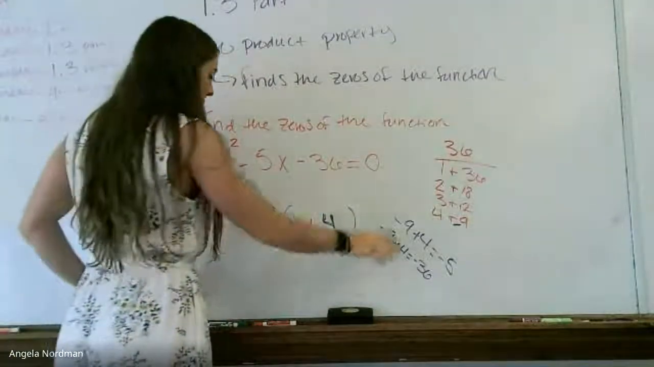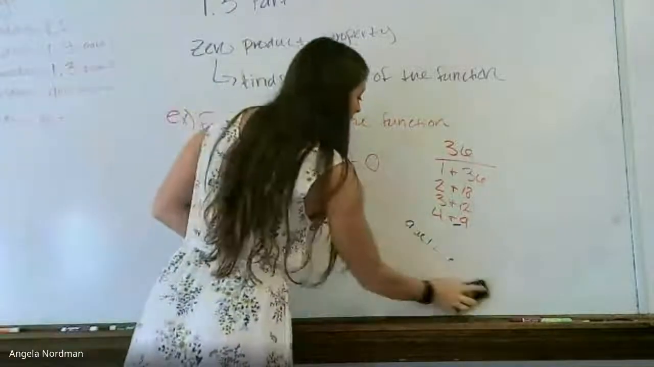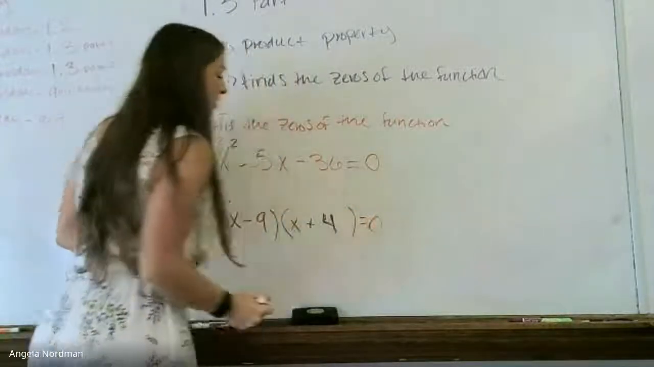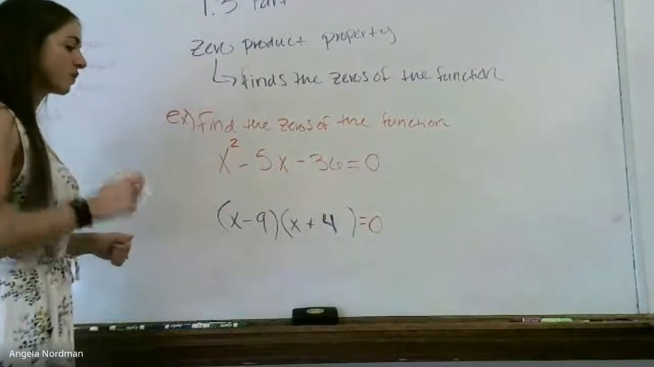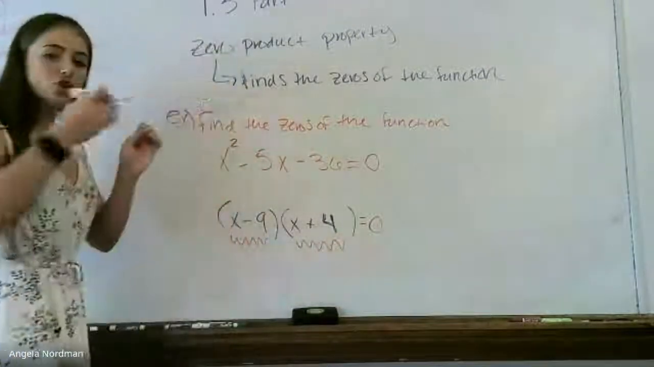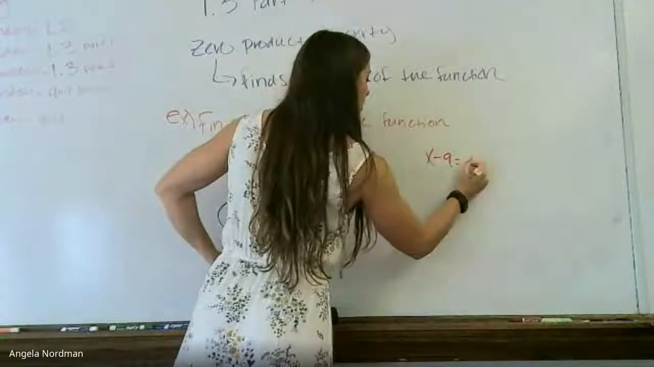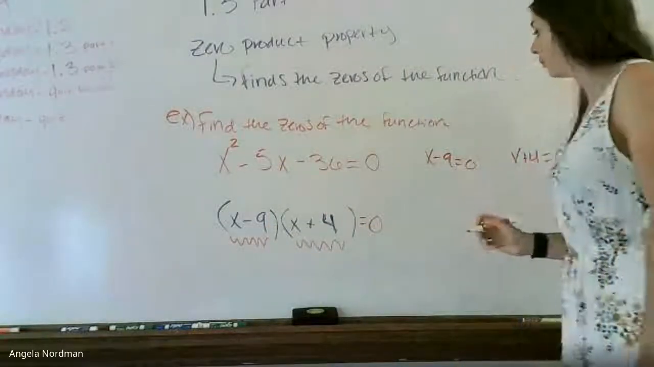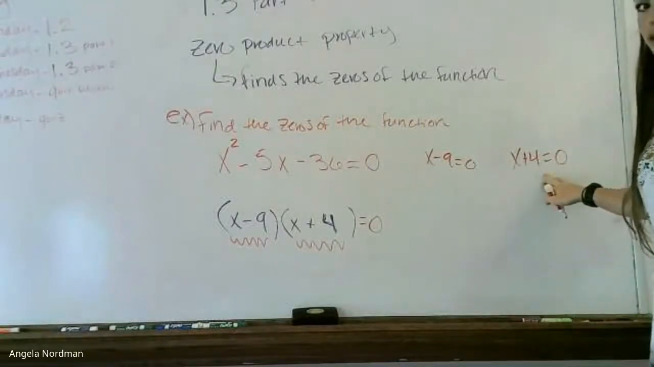But I'm not done here, right? Factoring was a step to get me what I needed to find. What I needed to find were the zeros of the function. So technically this factorization is still set equal to 0. In order to find the zeros, you take each of these binomials and set each equal to 0 separately. So let's take x minus 9 equals 0, and then x plus 4 equals 0. If you solve for x in each of these equations, that's the zeros of the function.